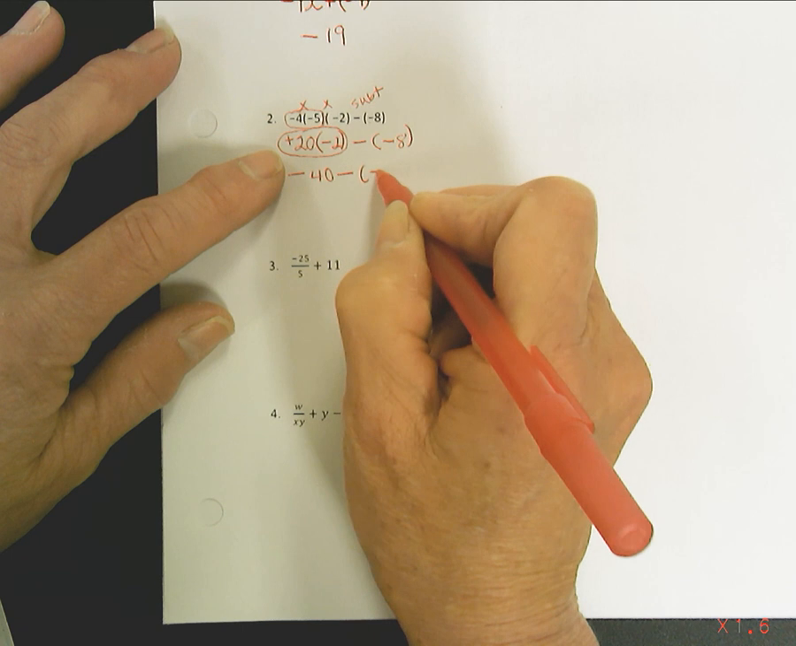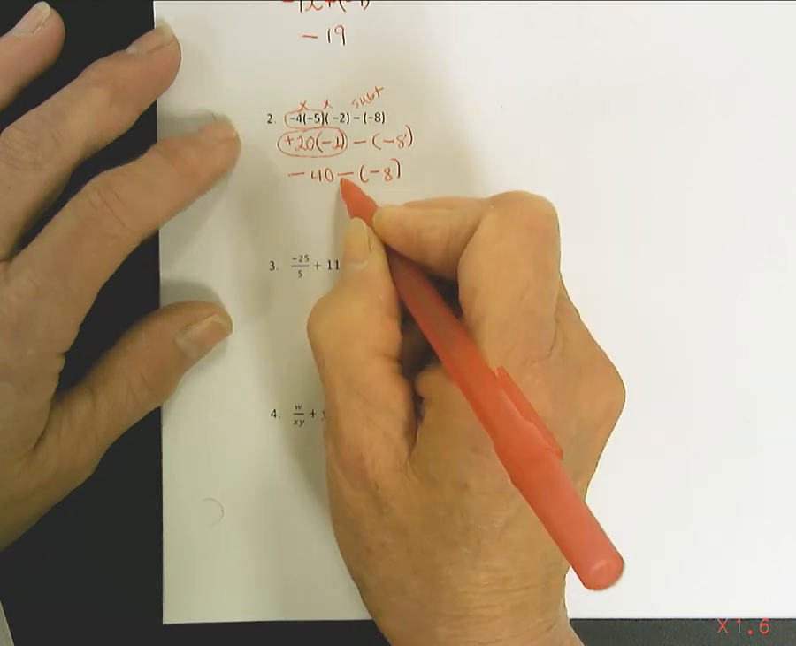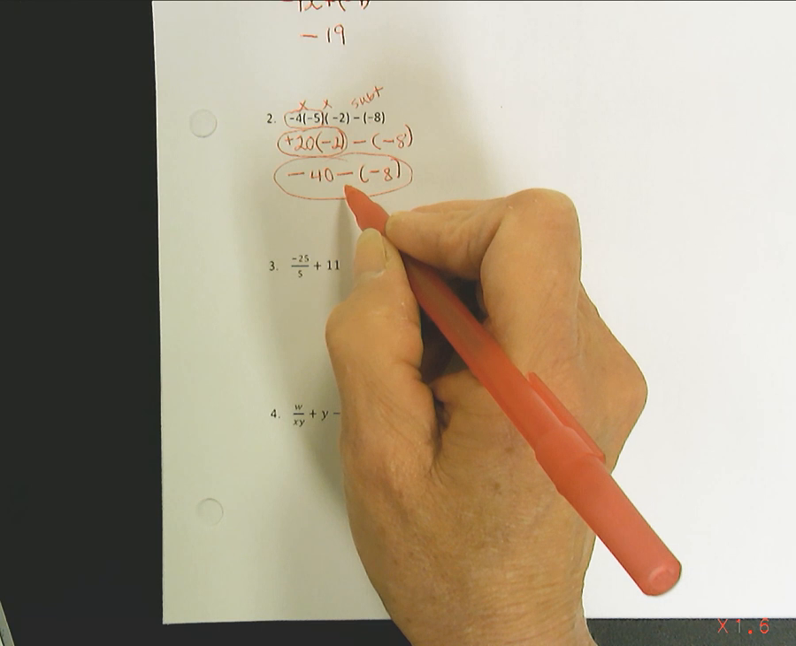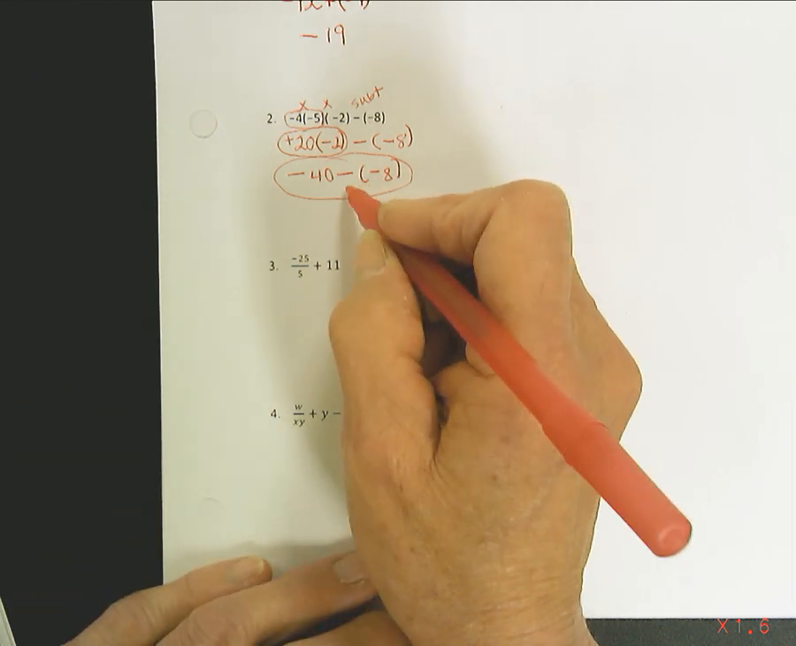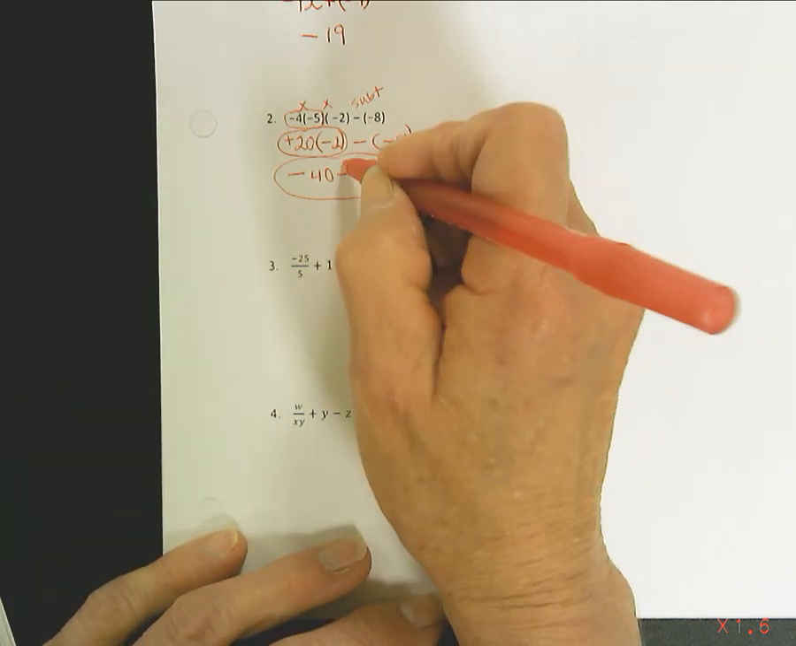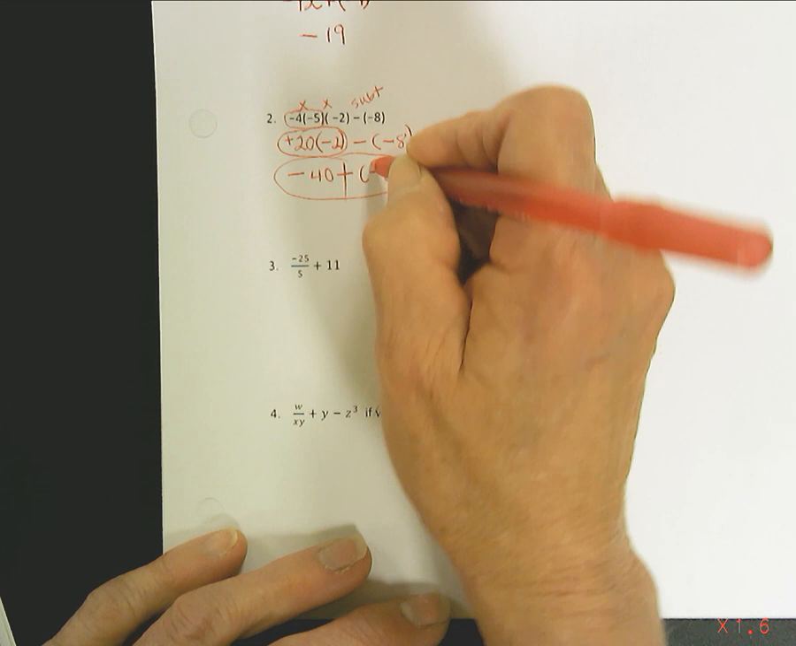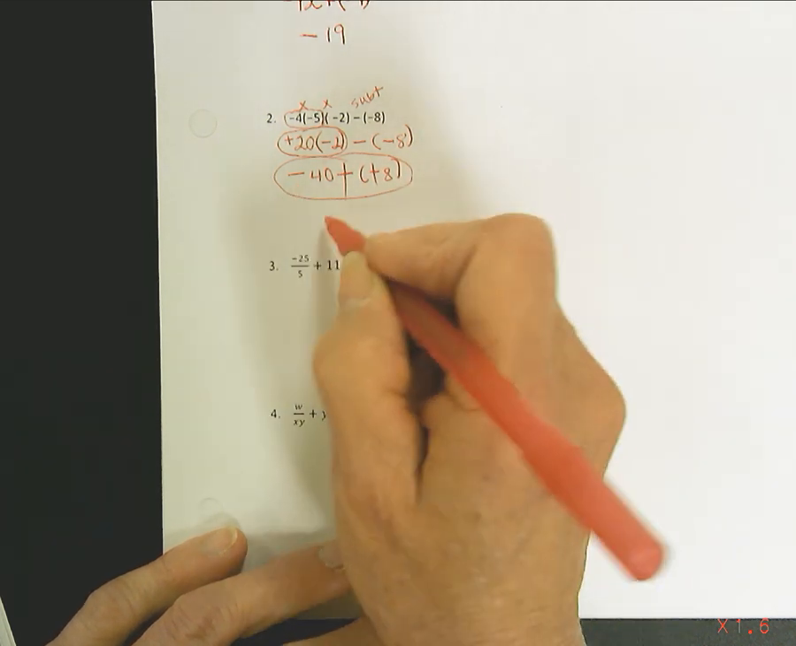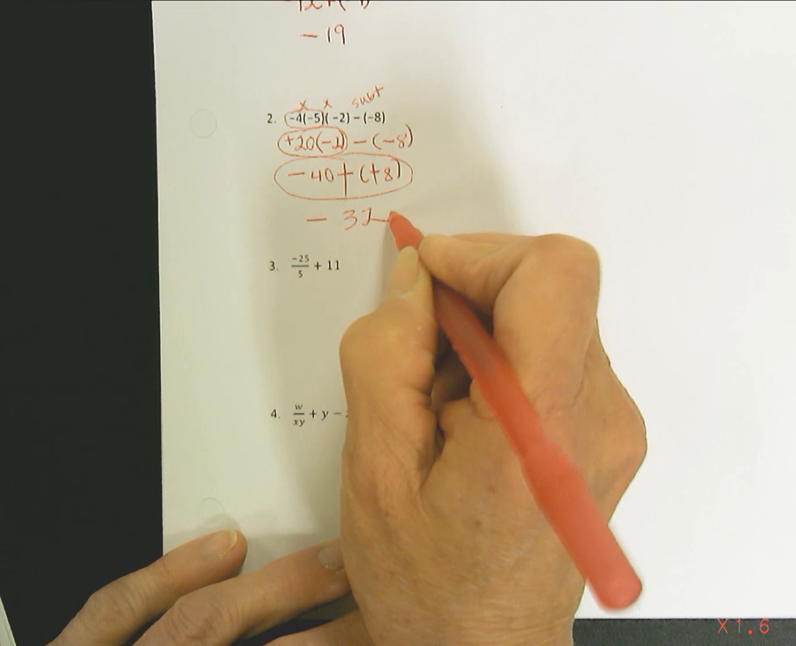And now we're ready to do the subtraction. Now remember, when you're subtracting integers, you've got to do the double change. Change that to addition, change the sign of the following number, put this in your calculator, and you'll get negative 32.